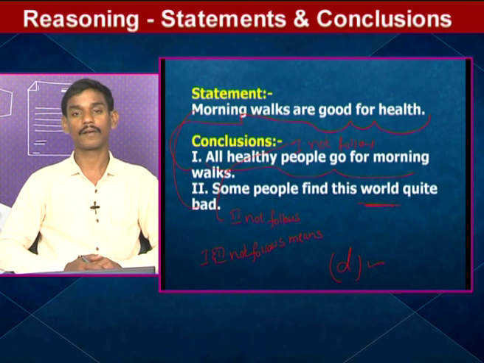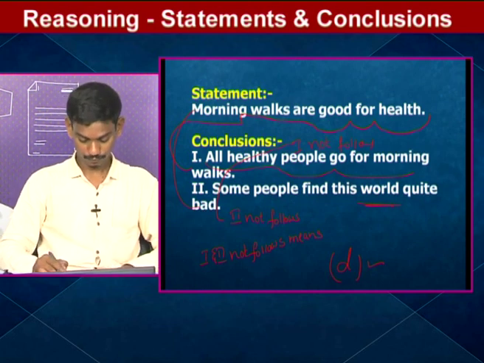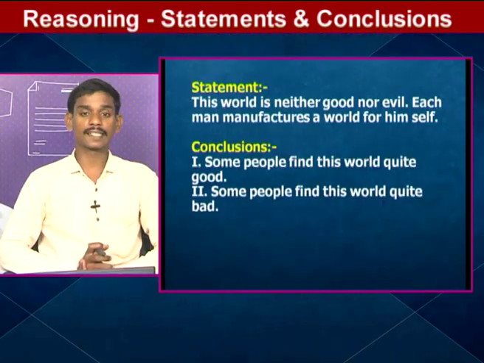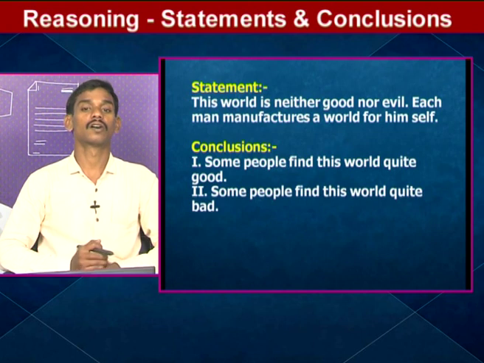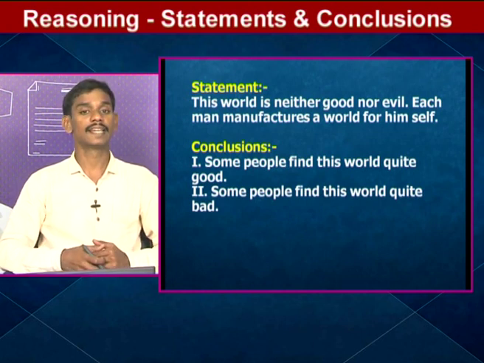Option D is our correct answer. And come to the next question. This world is neither good nor evil. Each man manufactures a world for himself. See here, once again, this world is neither good nor evil. Each man manufactures a world for himself.